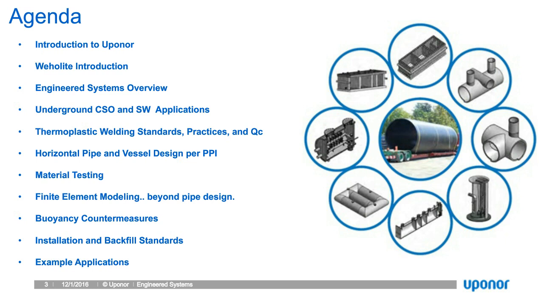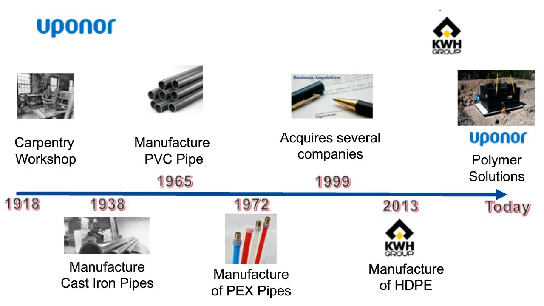To start off, who is Uponor Infra? Well, we started back in 1918 as a carpentry workshop, fabricating furniture, beds, and furniture. One of the aspects of our fabrication was we actually made the steel bed springs. That fabrication of the steel bed springs evolved in 1938 to the manufacturing of cast iron pipes, which is our first foray into the infrastructure market within Europe.